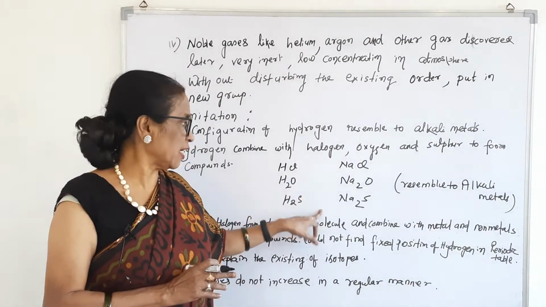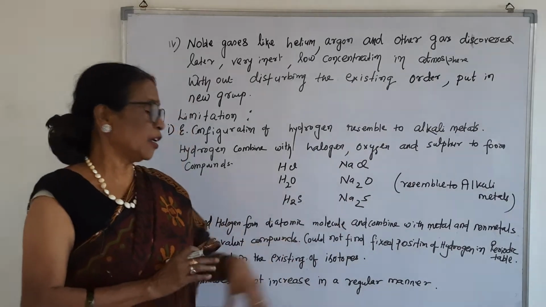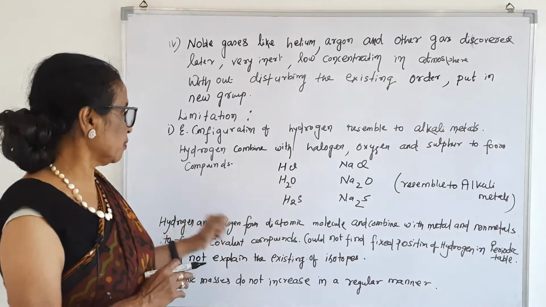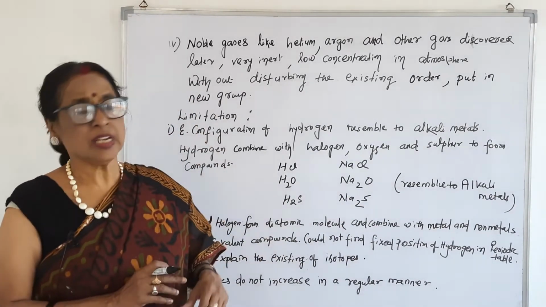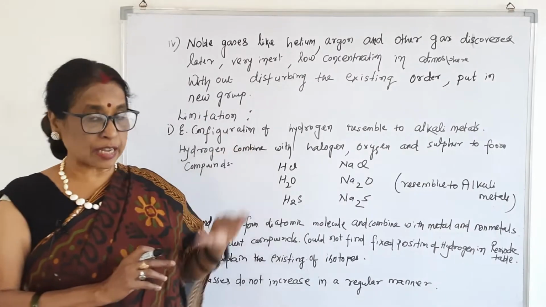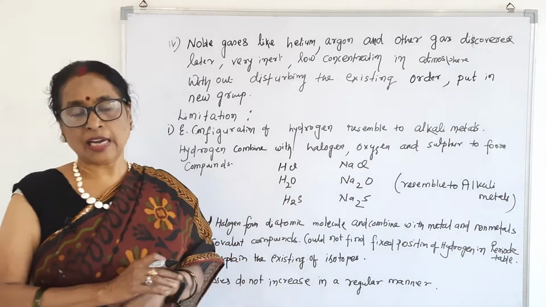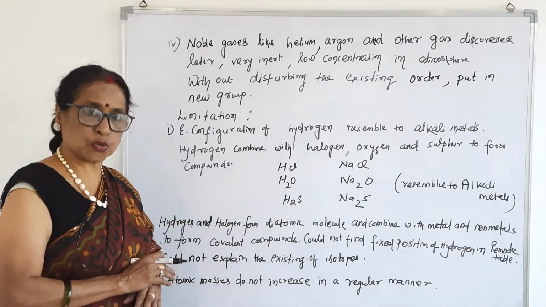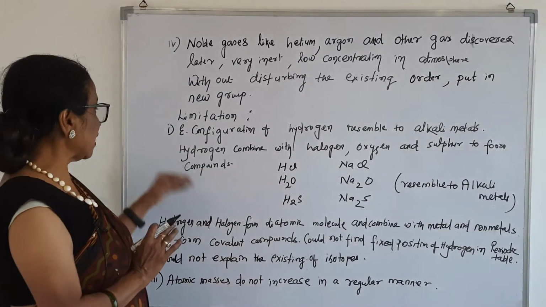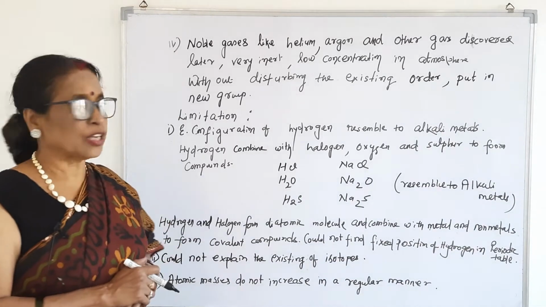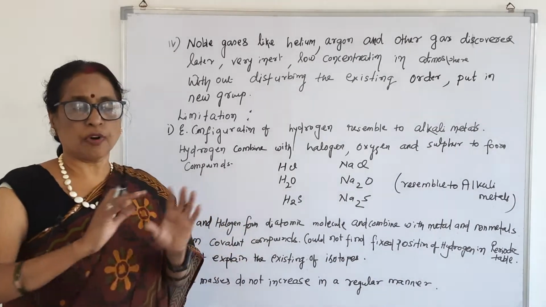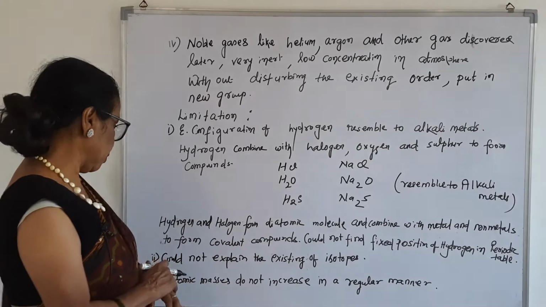Now this is alkali metal: NaCl, Na2O, Na2S. Here what you observe is that the same type of similar compounds are formed by hydrogen as are formed by your alkali metals. Example, here taken sodium. That is the main limitation. Then how can you put the position of hydrogen in the periodic table?